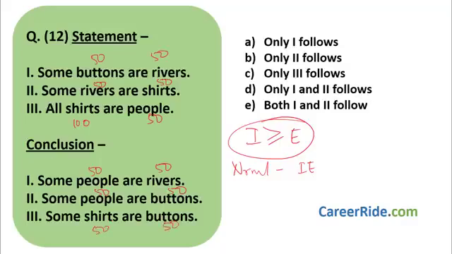First conclusion: some people are rivers. Are people and river in one sentence? No. Here we have river, here we have people. You can consider people over here, river over here. But since you are getting two sentences close by, why should you take such a big leap? So river here, people here.